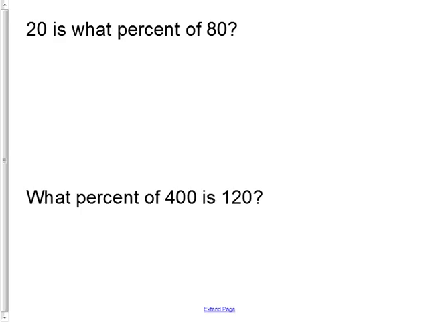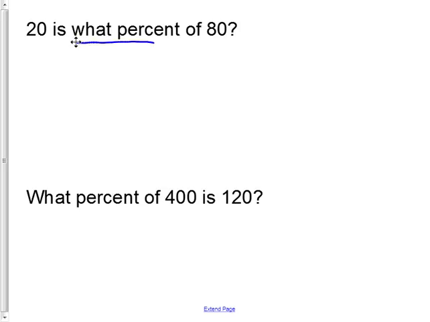20 is what percent of 80? So now this time we're looking for our percentage. So we could do this a couple of ways. One of the ways that may make the most sense if you understood the proportions is to use that method. So 20 is what percent of 80.